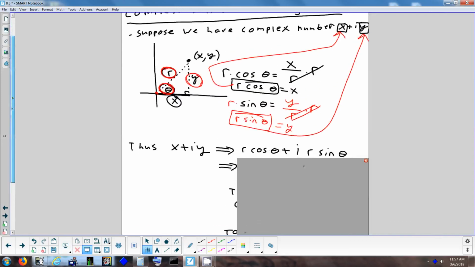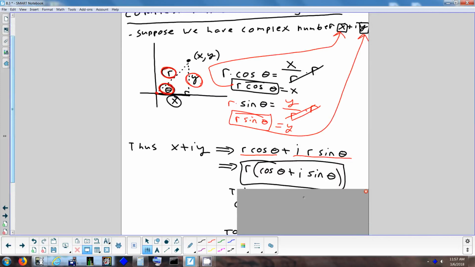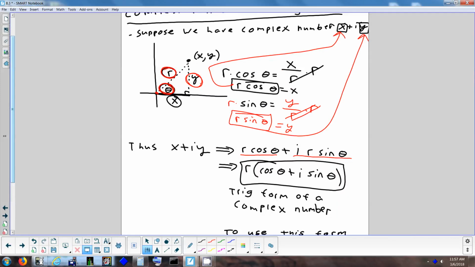Try to show you everything here. The i just stays right where it is. The i doesn't do anything. And the y turns into r sine theta. Now, if you look at the first part and the second part, what letter do they both have in common? R. So instead of writing the R twice, we can just write the R once. Factor it out. That is how you write a complex number in trig form.